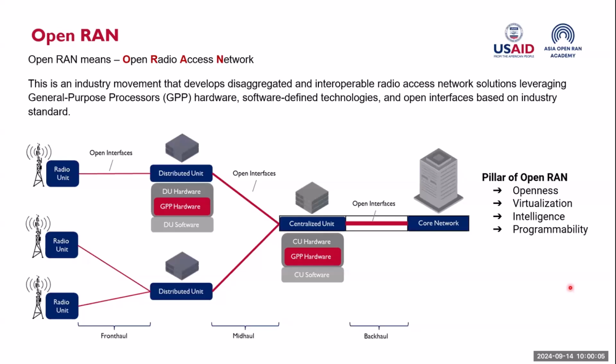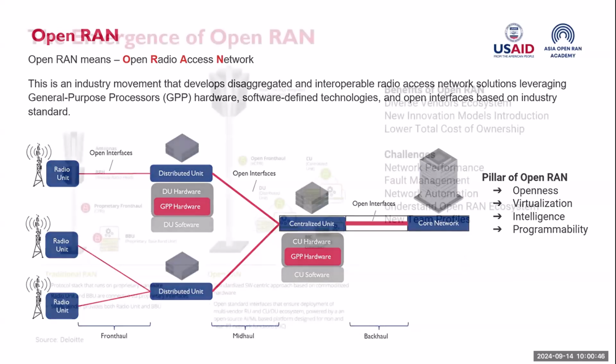there's a separation of hardware and software, okay? And then you can also virtualize the functionality. So the functionality of the baseband, for example, you can virtualize it and then install it into a typical server or any server that will fit your requirement. And then of course there's intelligence. Later on, you will see where the intelligence comes in, particularly the RAN Intelligent Controller, and of course the programmability. So you can program how your radio access network will work. Okay, so this is the overall definition of an Open RAN or an open radio access network.